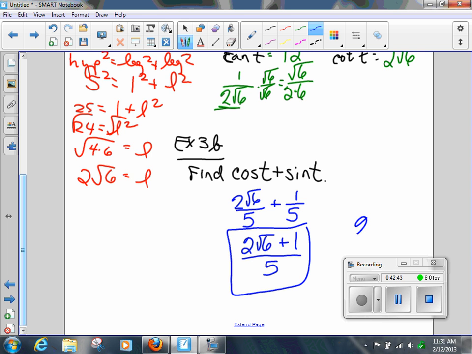Because this is like having 2x plus 1, and they're not like terms. I think of the radical as a variable. Good question.